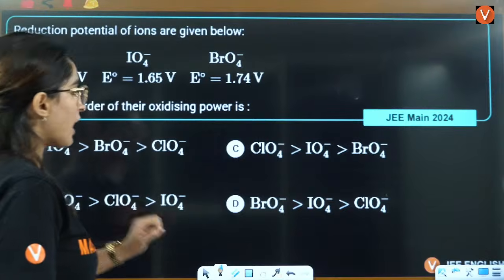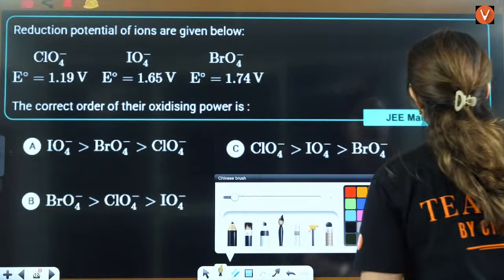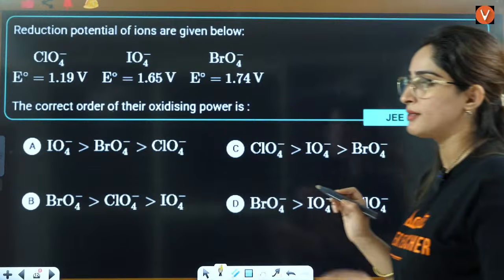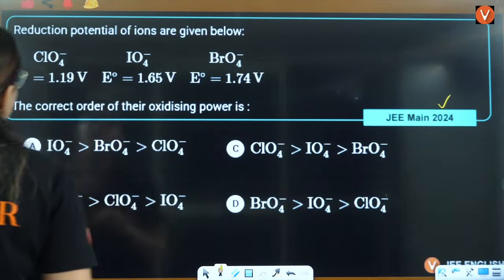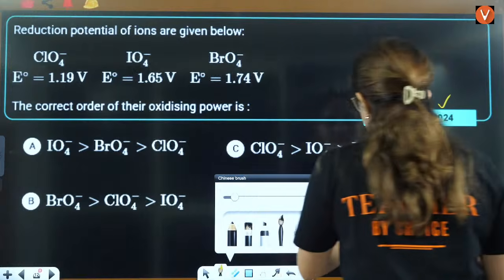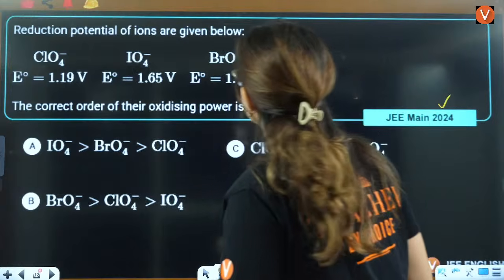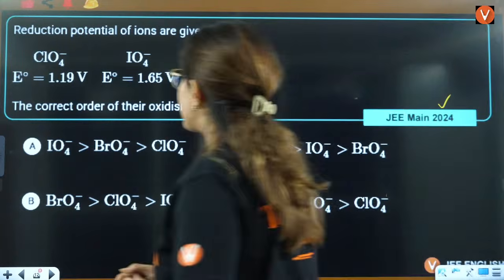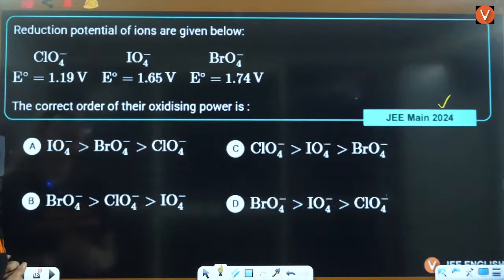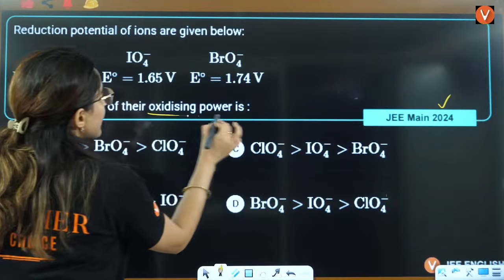Next question that you have is from JEE Mains 2024, asked on the same concept. Very good, everybody. Reduction potentials of ions are given below. They are saying ClO4 negative, IO2 negative, whatever is given. They are asking you the oxidizing power order.